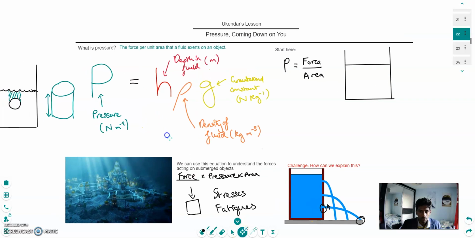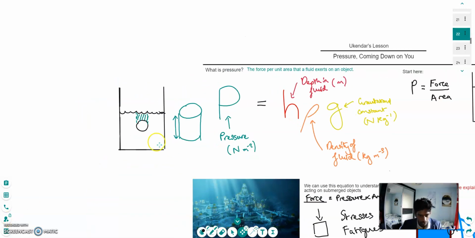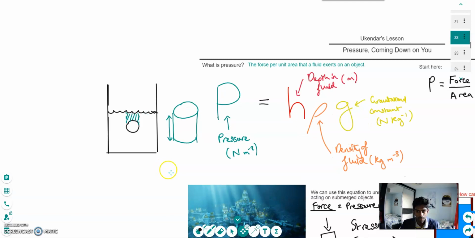When we're looking at the equation for pressures within a fluid, we are examining three key variables on the right-hand side. We have the depth that the object is within the fluid, we have the density of that fluid, and we have the gravitational constant. So let's just make sure we know where these are coming from in relation to the diagram over here on the left. So, if I just zoom in quickly.